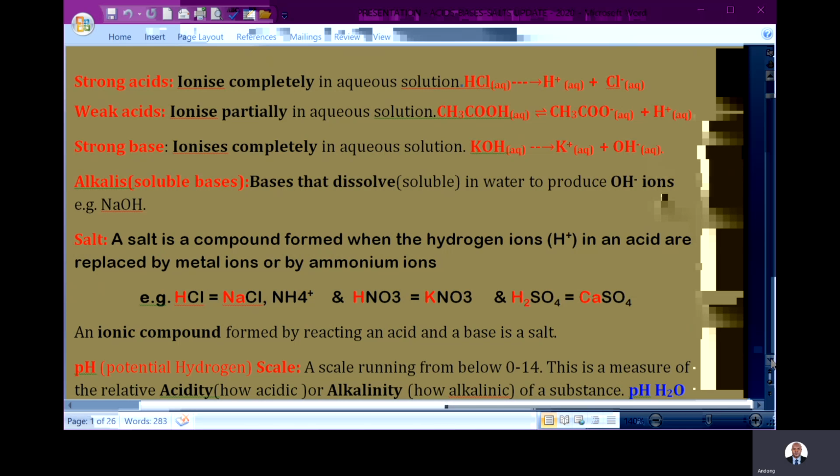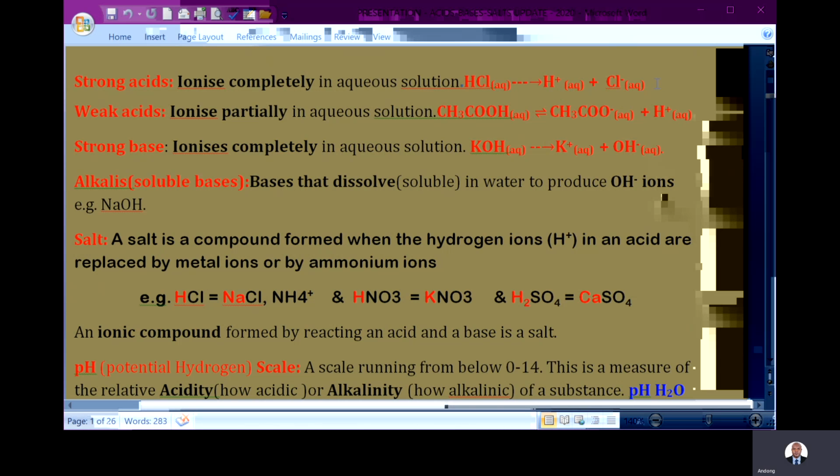Meanwhile, weak acids ionize partially. They dissociate partially, releasing just a few hydrogen ions in solution. Meanwhile, part of the hydrogen is still attached to the compound. An example of a strong acid is hydrochloric acid, HCl, which ionizes completely to give hydrogen ion and chloride ion. The solution has a high concentration of hydrogen ion because all the hydrogen ions have been released from the acid into the solution.